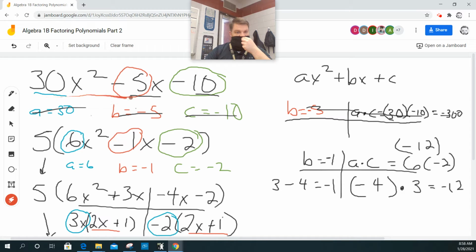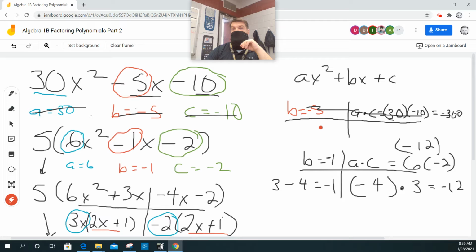So I'm given 30x squared minus 5x minus 10. If I try to do the AC process, I get A equals 30, B equals negative 5, C equals negative 10. And the problem is I get to this point where I've got a negative 300 for AC. And so I've got to find two terms that, when I multiply them, I get negative 300, but when I add them up, I get negative 5. That's a lot of checking, right?